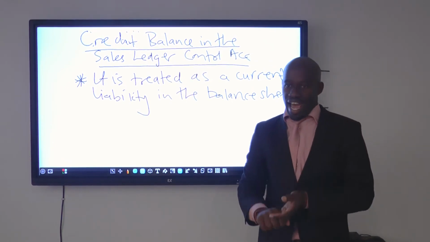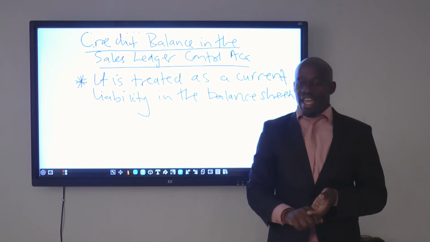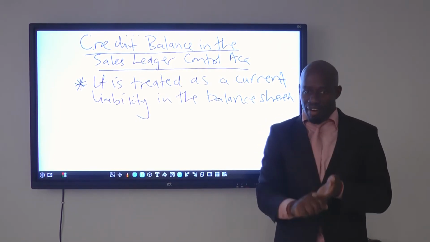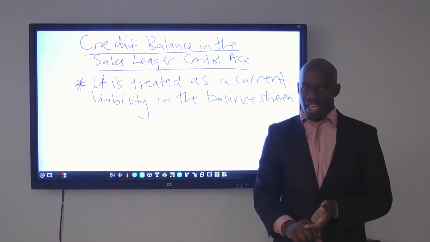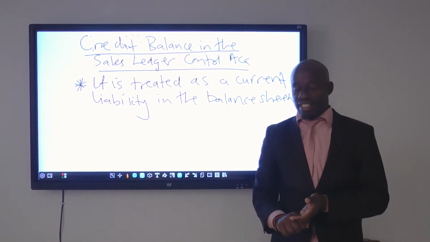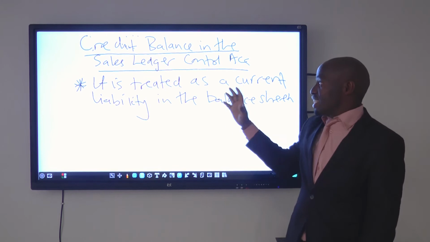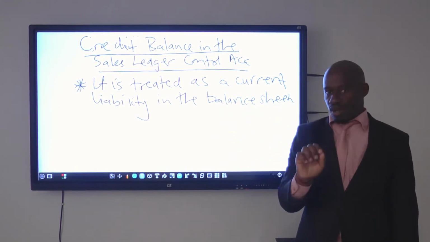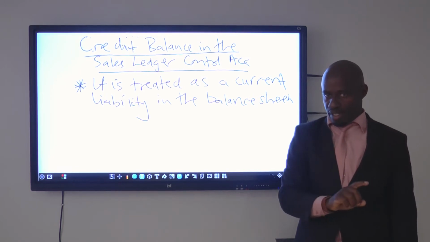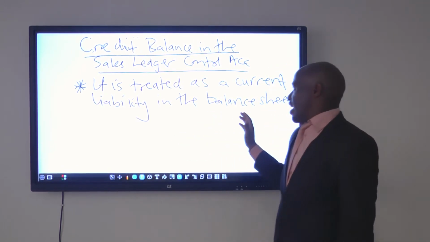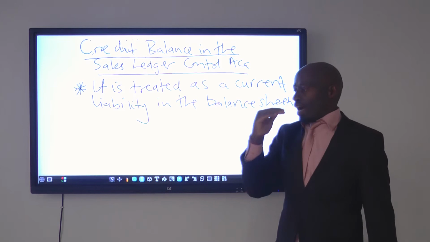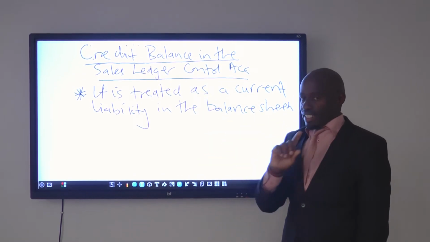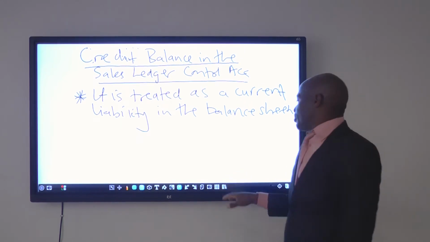It may also arise in instances where a customer has returned the goods, but we haven't refunded him or her. So those are some of the instances under which a credit balance may arise in the sales ledger control account. Now, maybe it's only good that we consider a debit balance in the purchases ledger control account.